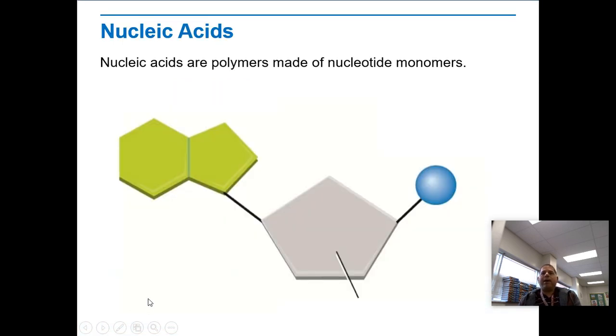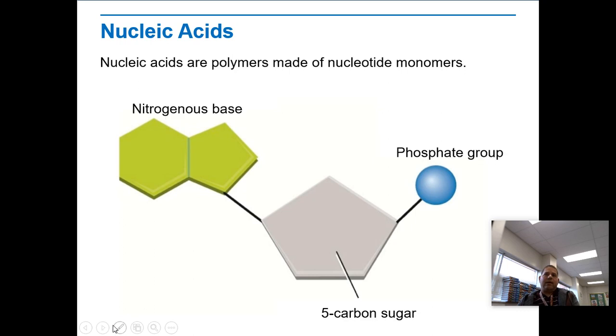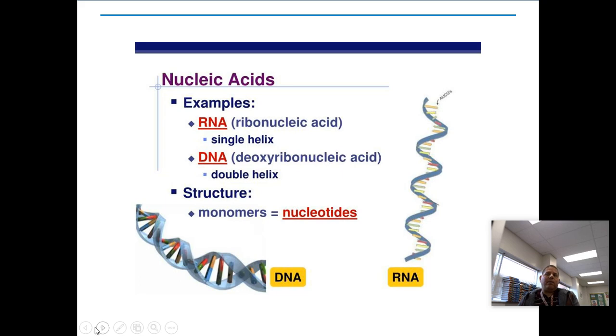Another carbon biomolecule is called nucleic acids. Nucleic acids, like DNA and RNA, are made of smaller molecules or monomers called nucleotides. Nucleotides contain three parts, a nitrogenous base, phosphate group, and a five-carbon sugar. What makes nucleic acids important? Nucleic acids make up your RNA and your DNA.